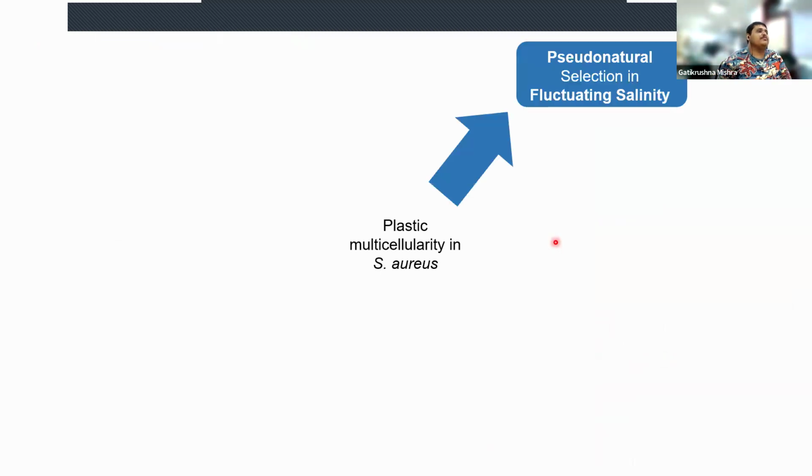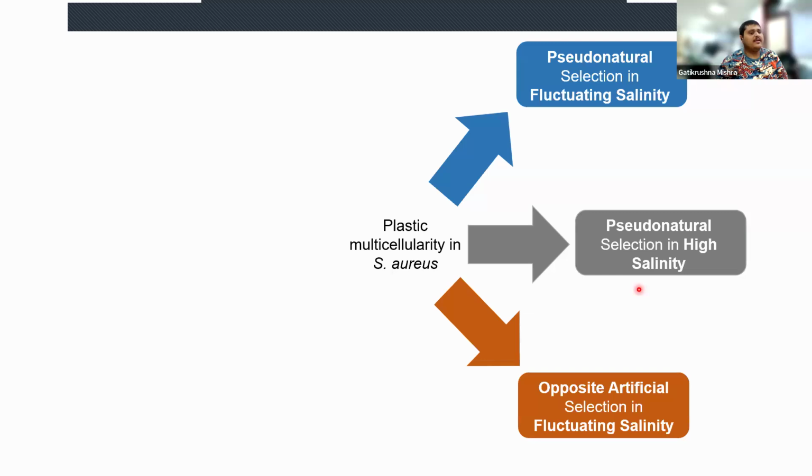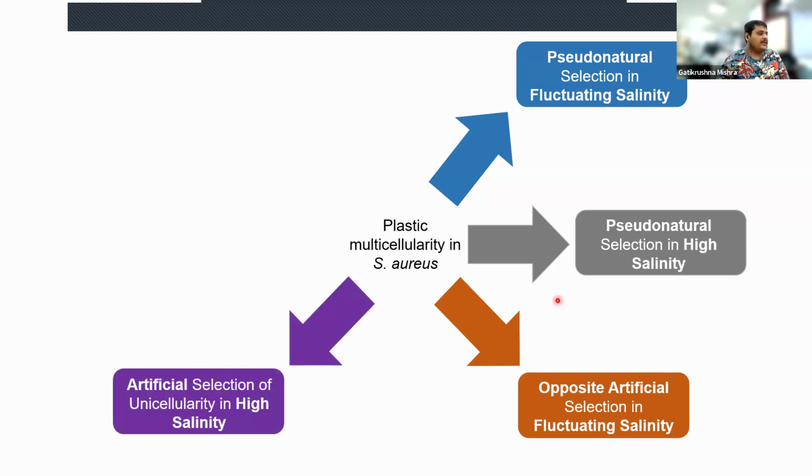First regime is we would do pseudo-natural selection in fluctuating salinity. Basically, we will fluctuate salinity every other day between high and habitual, that is 5% and 0% salinity, and we will select blindly. Then pseudo-natural selection in high salinity, where the salinity will be maintained constant at 5% for all 50 days, and we will select blindly. Then a regime where one day we would select for multicellularity in high salinity and next day we would select for unicellularity in low salinity. This is very complex. Don't focus on it now. I'll come to it later.